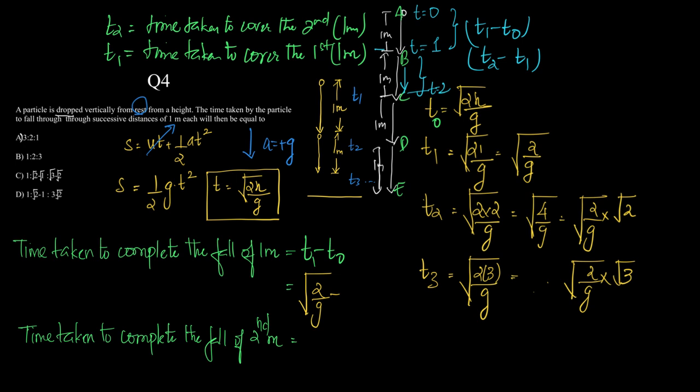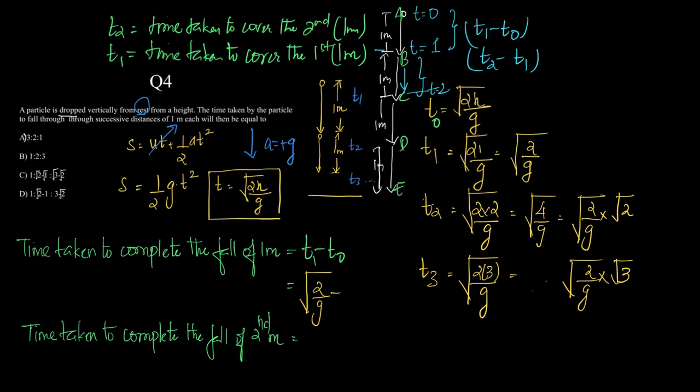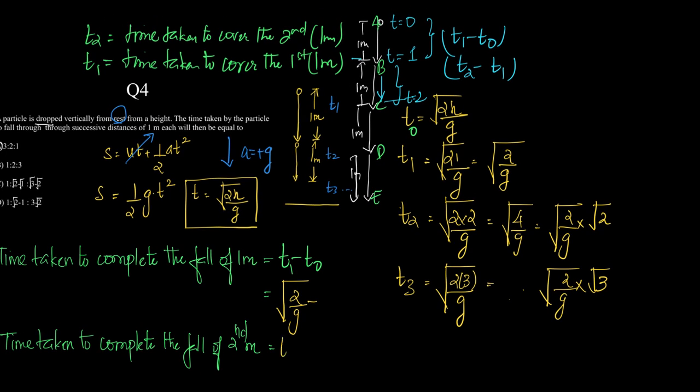Please listen to the explanation once again. The concept will be clear to you. In which case, what can we write? This will be equal to t2 minus t1, which is equal to, what is t2? From here we have root 2 into root 2 by g.